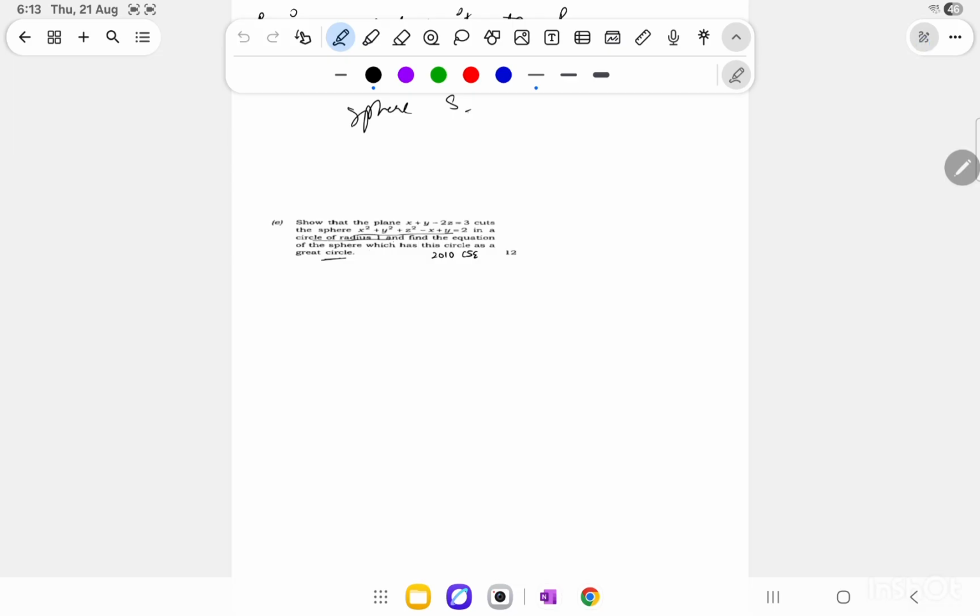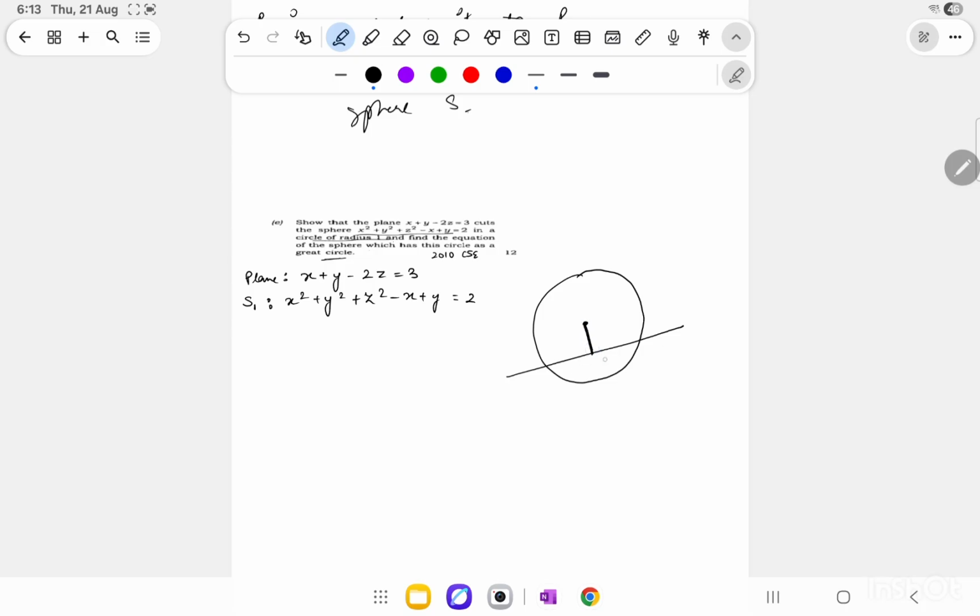So the equation of the given plane is x plus y minus 2z equals 3, and the equation of the given sphere, let's name it as S1, is x square plus y square plus z square minus x plus y equals 2. So basically this is my equation of sphere and this is my equation of the given plane. So we are supposed to show that the intersection of this sphere and the given plane is basically a circle of radius 1.